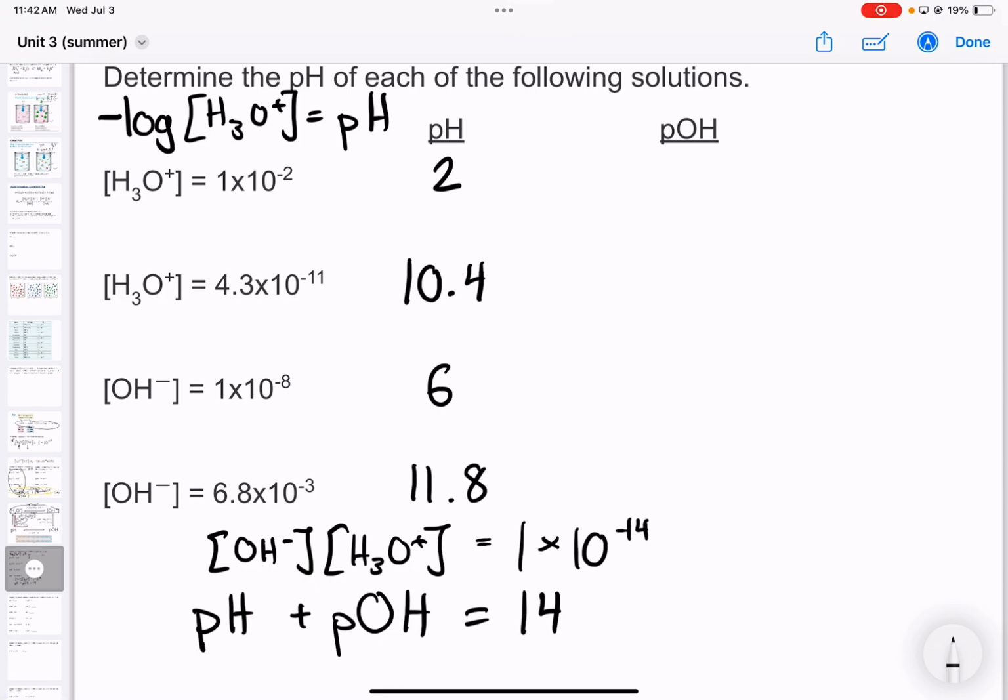So when I did this calculation, for instance, I did not use OH times H3O plus equals 1 times 10 to the negative 14th. I actually just took the negative log of OH minus, which gave me the POH, and then I subtracted that from 14. So the negative log of this is 8, and 14 minus 8 is 6. So that's one different way that you can get from OH minus to pH.